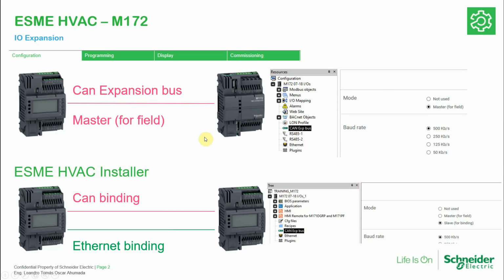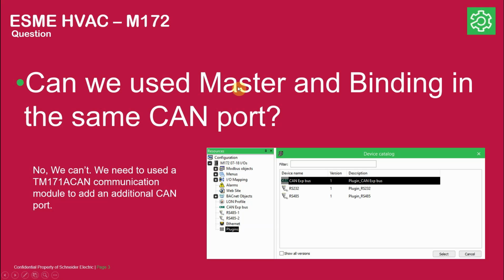Okay, so we have already defined the amount of slaves that we can connect to the PLC, and also the possibility for the CAN binding. But there is a good question here. Can we use the master and the binding in the same CAN port? No, we can't do that.